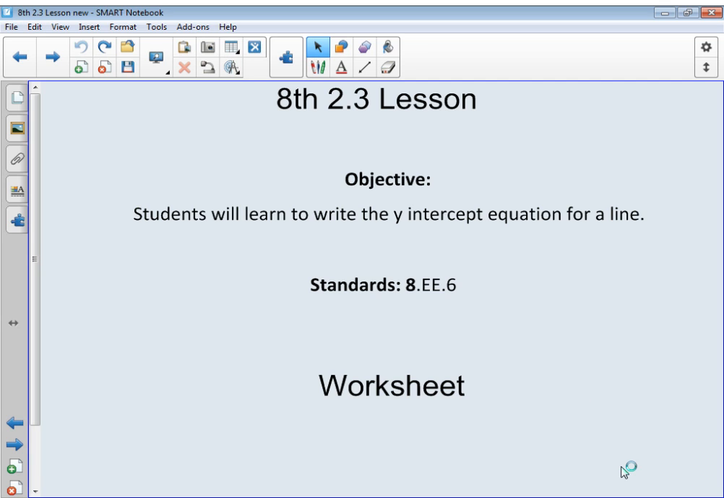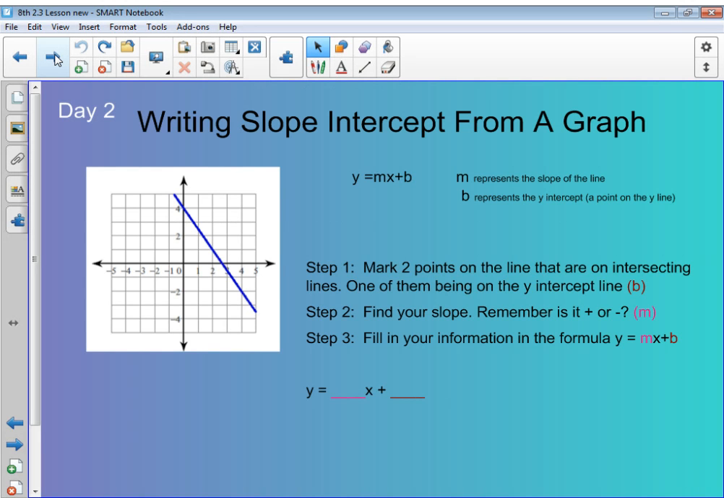Okay, today we're doing day 3 of lesson 2.3. The objective today: students will learn to write the y-intercept equation for a line. The standard covered in this lesson is 8.EE.6. Today we're going to be working with our y-intercept equation, only this time we're going to be given a line and expected to write out the equation.